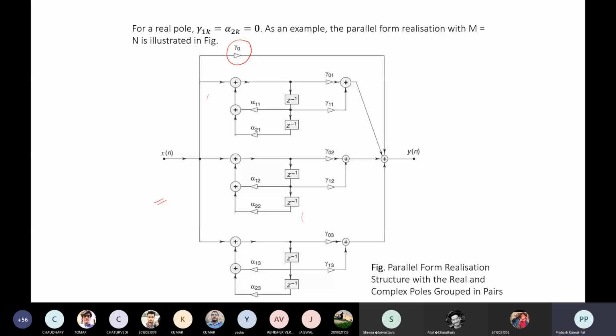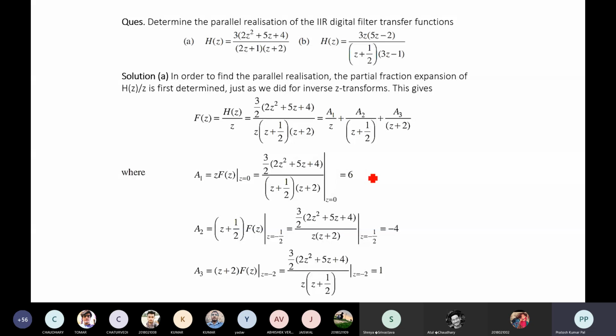Now we will see some questions based on that. Suppose the question is: determine the parallel realization of IIR filters having transfer functions. The first one is h of z, this one, and the second one is another transfer function, this one. So we will proceed one by one. In order to find the parallel realization, the partial fraction expansion should be done.